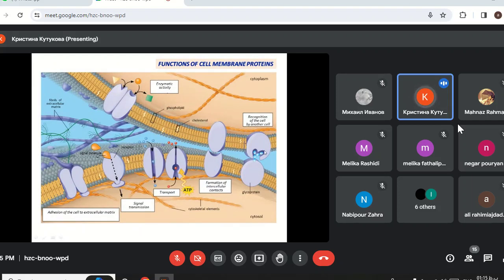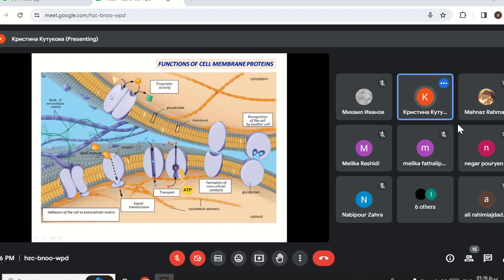Here you can see the function of recognition of one cell by another cell. It means that such integral proteins have the carbohydrate, sugar, chain attached to their surface, and in the case when the carbohydrate chain of the glycoprotein of cell 1 is recognized by cell 2, then these two cells can be attached together to make the junction.